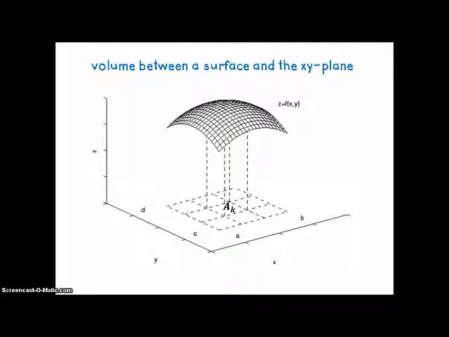So, for example, under this surface we have a rectangle which has an area, and then we could use any of the function values within that rectangle for the height of the rectangular solid. And so we add up the sum of all the little areas under the surface times the particular function value within that particular rectangular region.